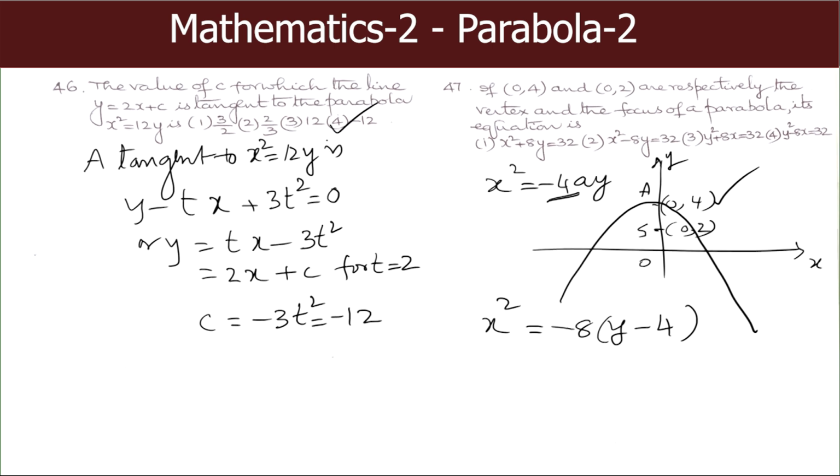4a is the latus rectum. 4a, the latus rectum, is 4 times 2, that is 8, into y minus 4 here, because 0, 4 is the vertex. So x square plus 8y is equal to 32. That is the equation of the parabola, which is option 1.